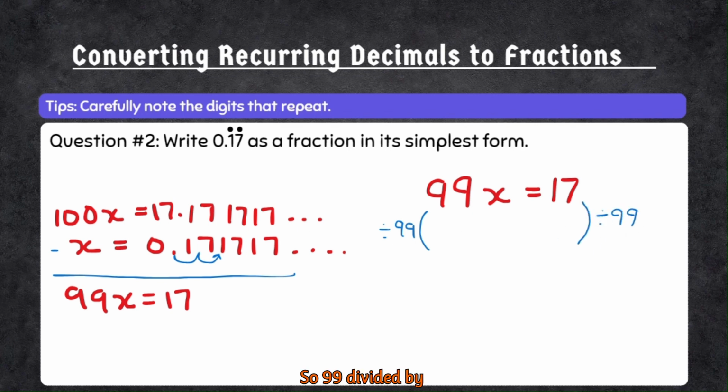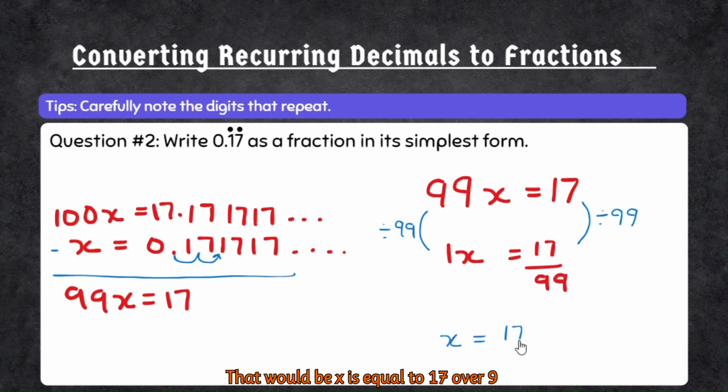So 99 divided by 99 is 1x, and x is equal to 17 divided by 99, which would be 17 over 99. Now, because 17 and 99 do not have a common factor, they cannot be simplified any further. So our answer of 0.17 recurring as a fraction is 17 over 99.